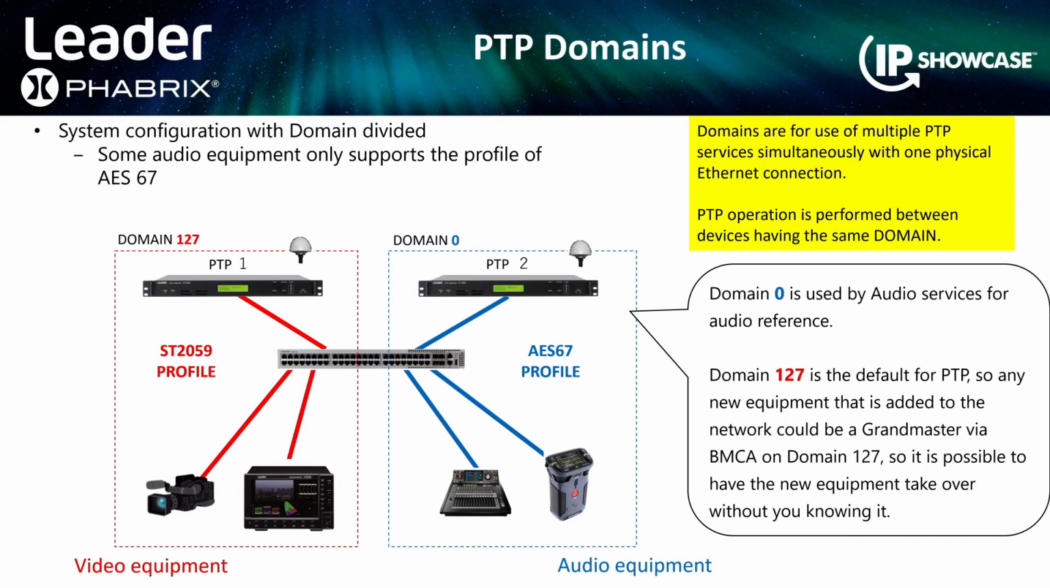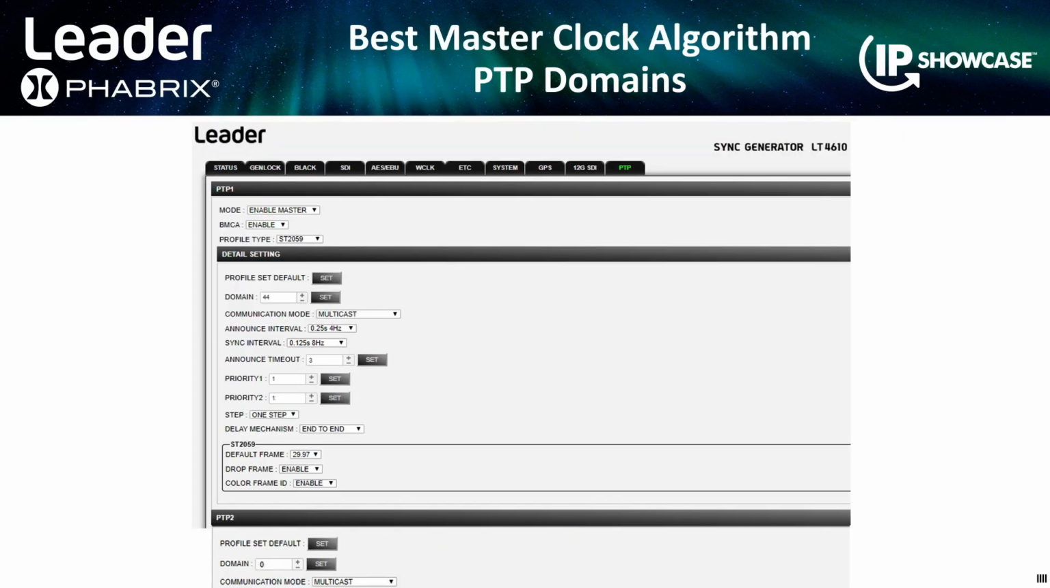So, if you've seen any of my presentations on other subjects, you'll see I use domain 44. It sits in the middle, doesn't really upset anybody, and I've not had any problems using that one yet. And again, like with Priority 1, the domains are set within the SPG that you're using as a Grand Master.